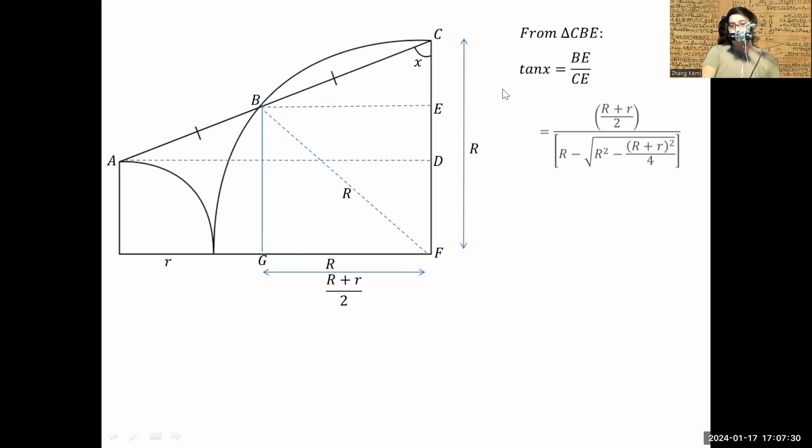Thus, like what we have actually found for the length of BE and CE in our earlier calculations, from all the equations. Remember, BE is capital letter R plus small letter r over 2, over CE, which is R minus the square root of capital letter R squared minus capital letter R plus small letter r squared over 4. That's what we have found earlier.